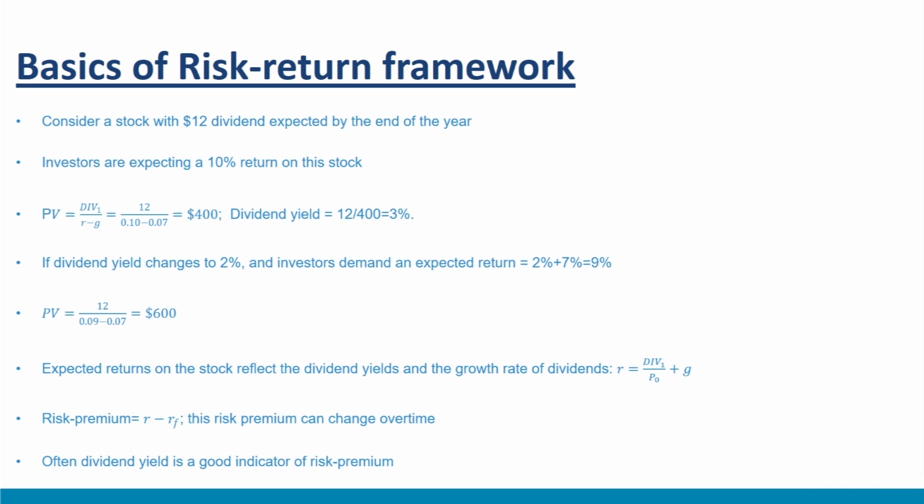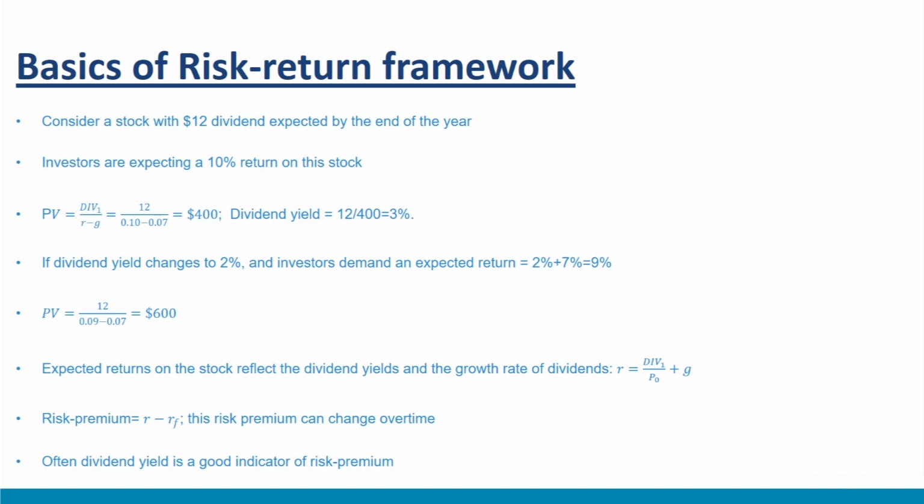Imagine that now investors revise their expectations and demand an expected return of 9%. The revised price estimate can be computed as shown here. Present value PV equal to 12 upon 0.09 minus 0.07 equal to $600. Thus, a fall from 10% to 9% in the required returns leads to a 50% rise in the stock price. This is one case where the returns required by investors have come down. If we would have relied on past returns, then we would have overestimated the risk premium desired by the investors today.